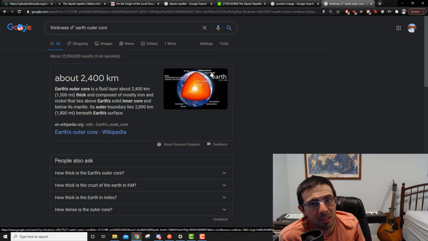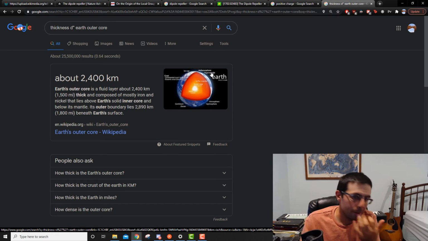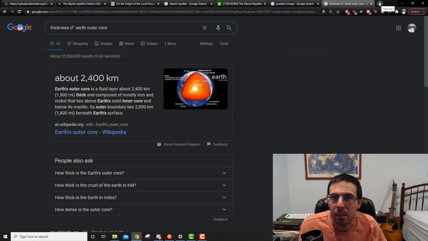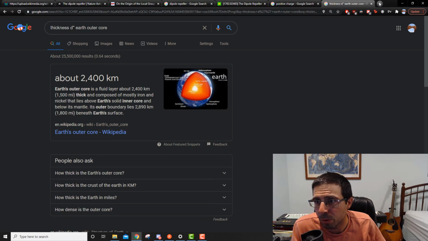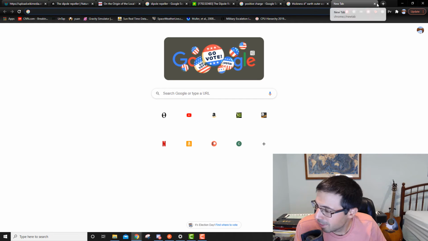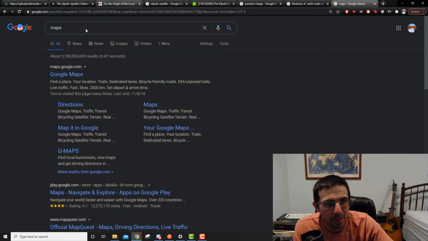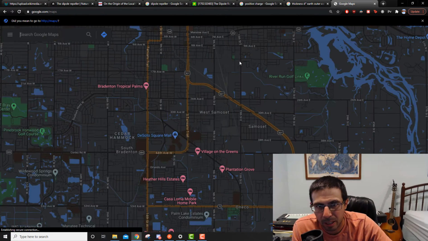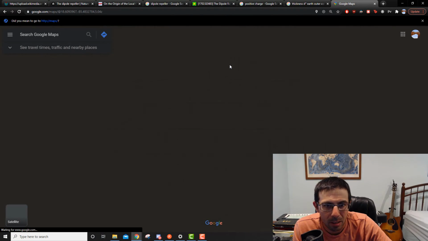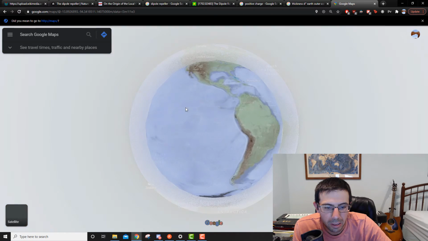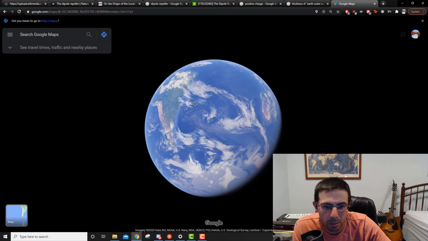Which is interesting, because if you Google Maps the earth, any map, it doesn't matter, any map that you look at, they just don't even show the poles. It's just grayed out. Let's check out the pole. So first of all, this is interesting.